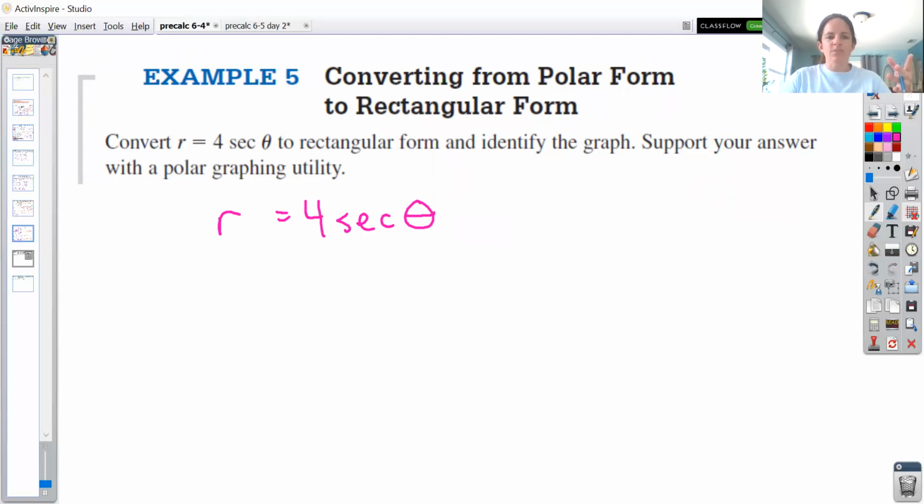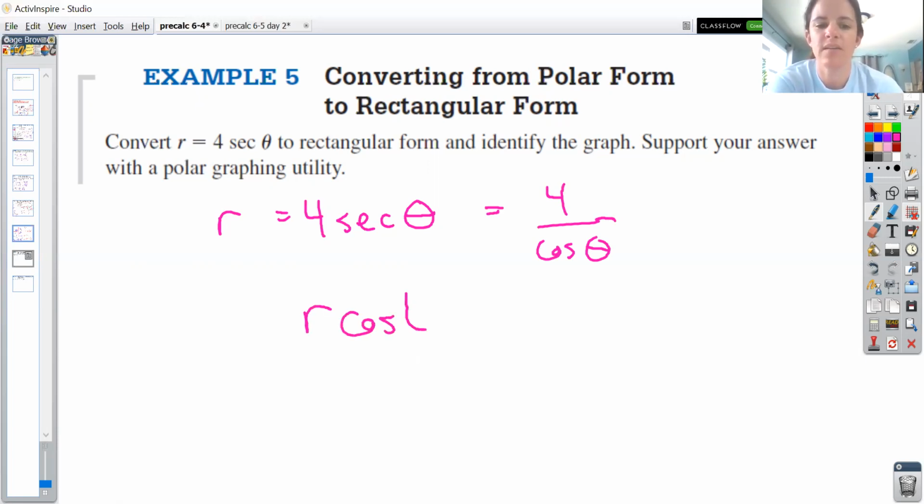So for r equals 4 secant theta, that's the same thing as 4 divided by cosine theta. And then let's just multiply both sides by cosine theta. So I get r cosine theta equals 4. But r cosine theta is x, and so I get x equals 4.